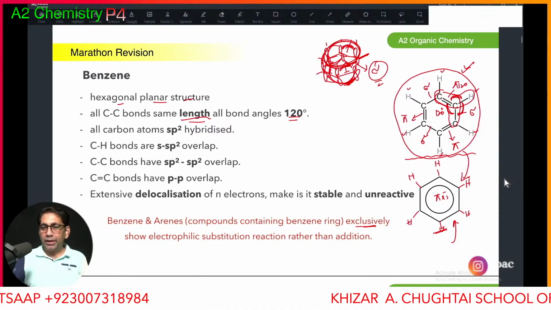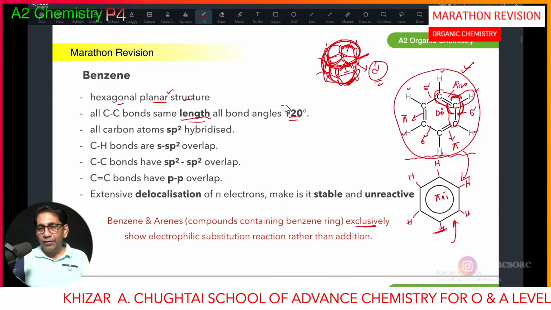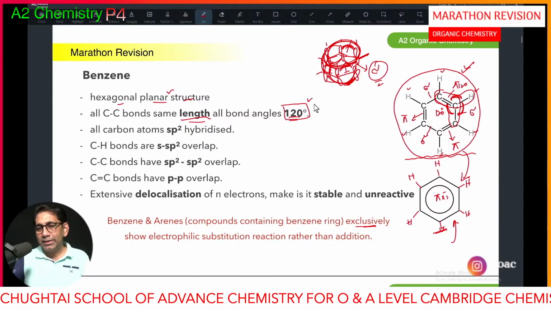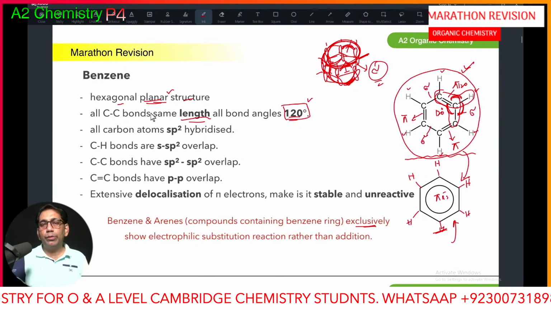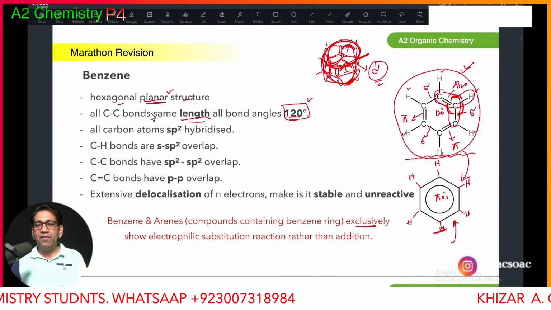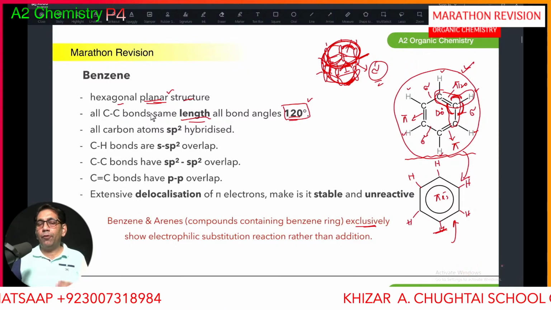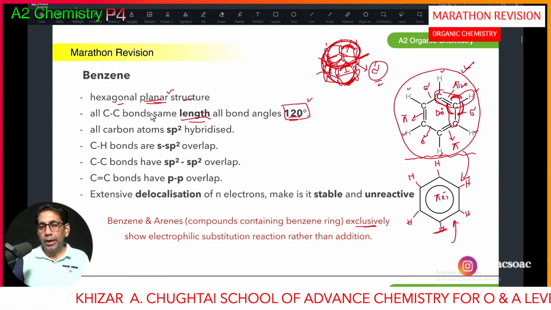So generally speaking, as I told you, it's a hexagonal planar structure. Wherever the bond angle is equal to 120 degrees, the structure is said to be planar. Any molecule having geometry with a bond angle of 120 degrees, that portion will be said to be a planar portion, a planar structure.